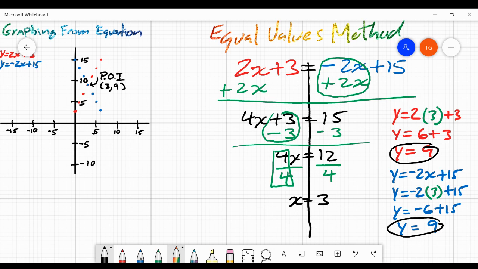So once again, we have determined that x is 3 and y is 9. We get our 3 from right here, and we get our 9 from right here.